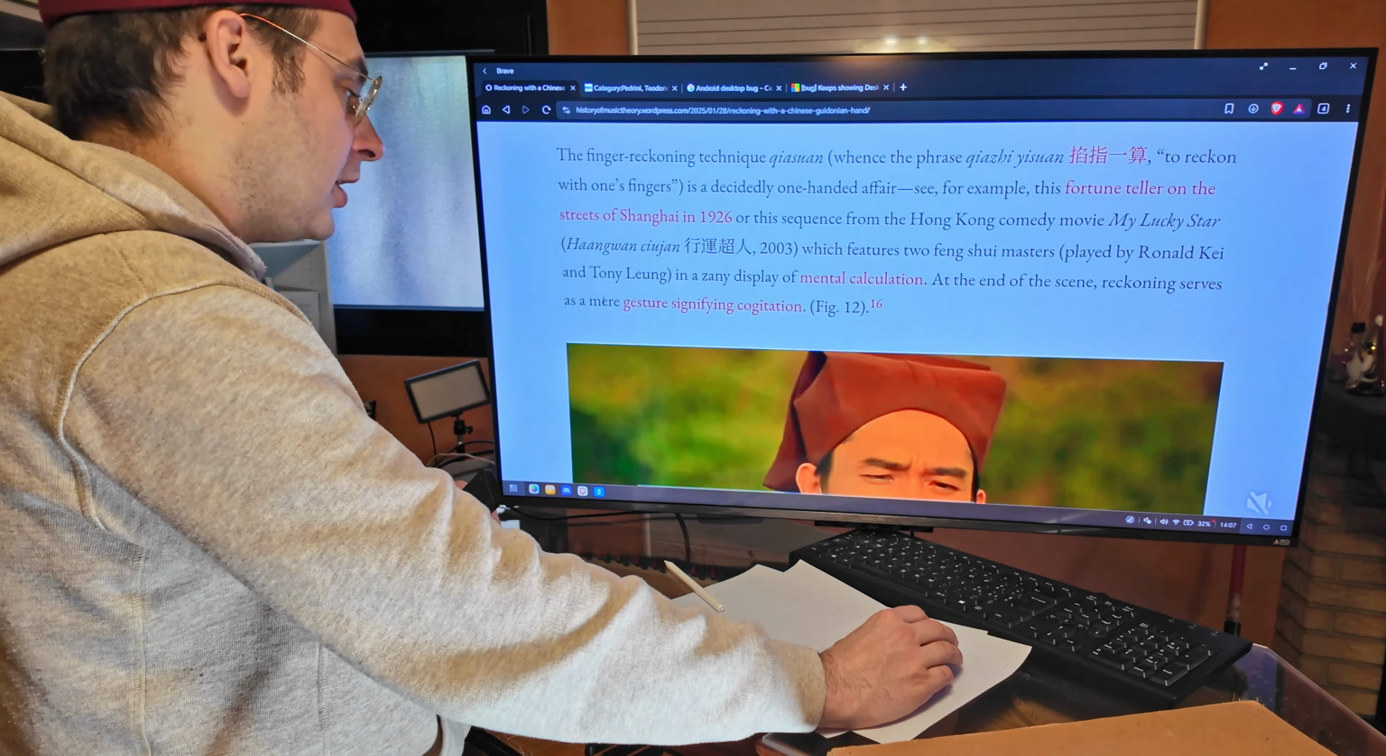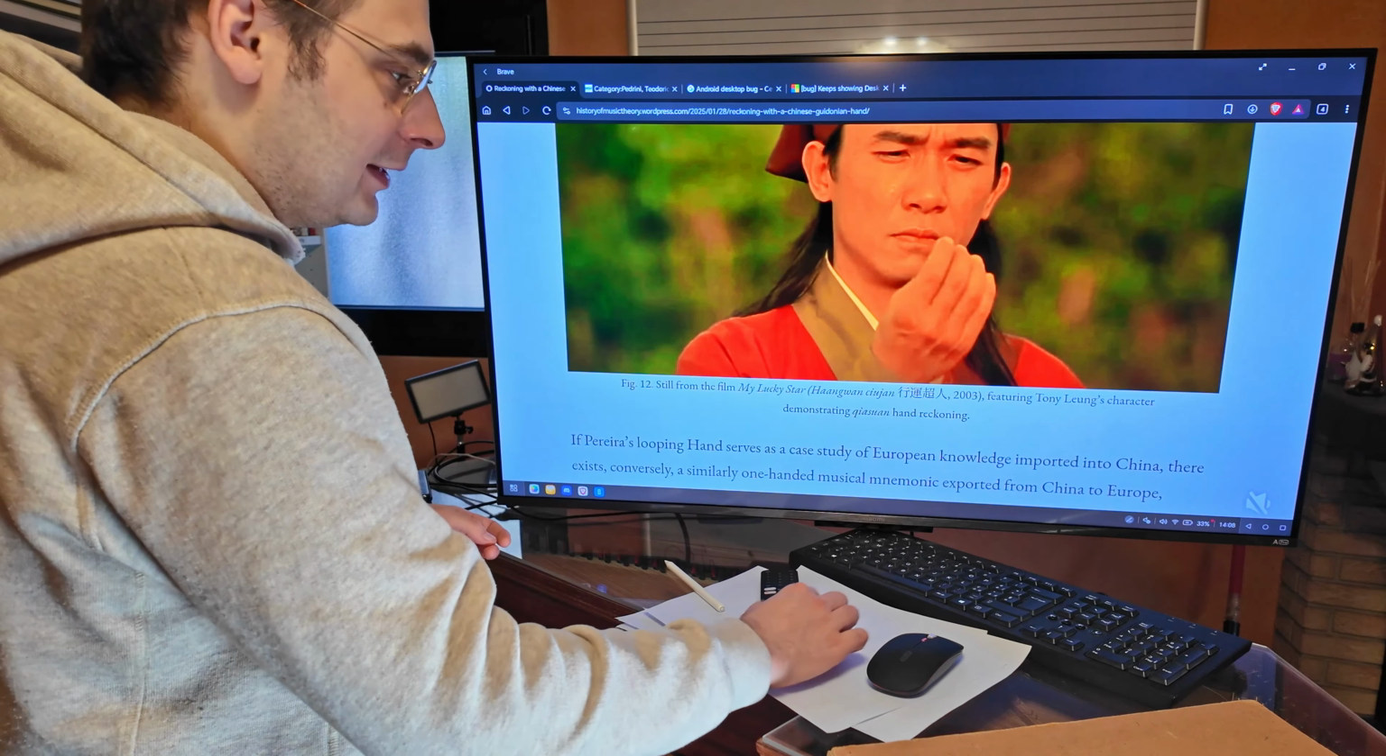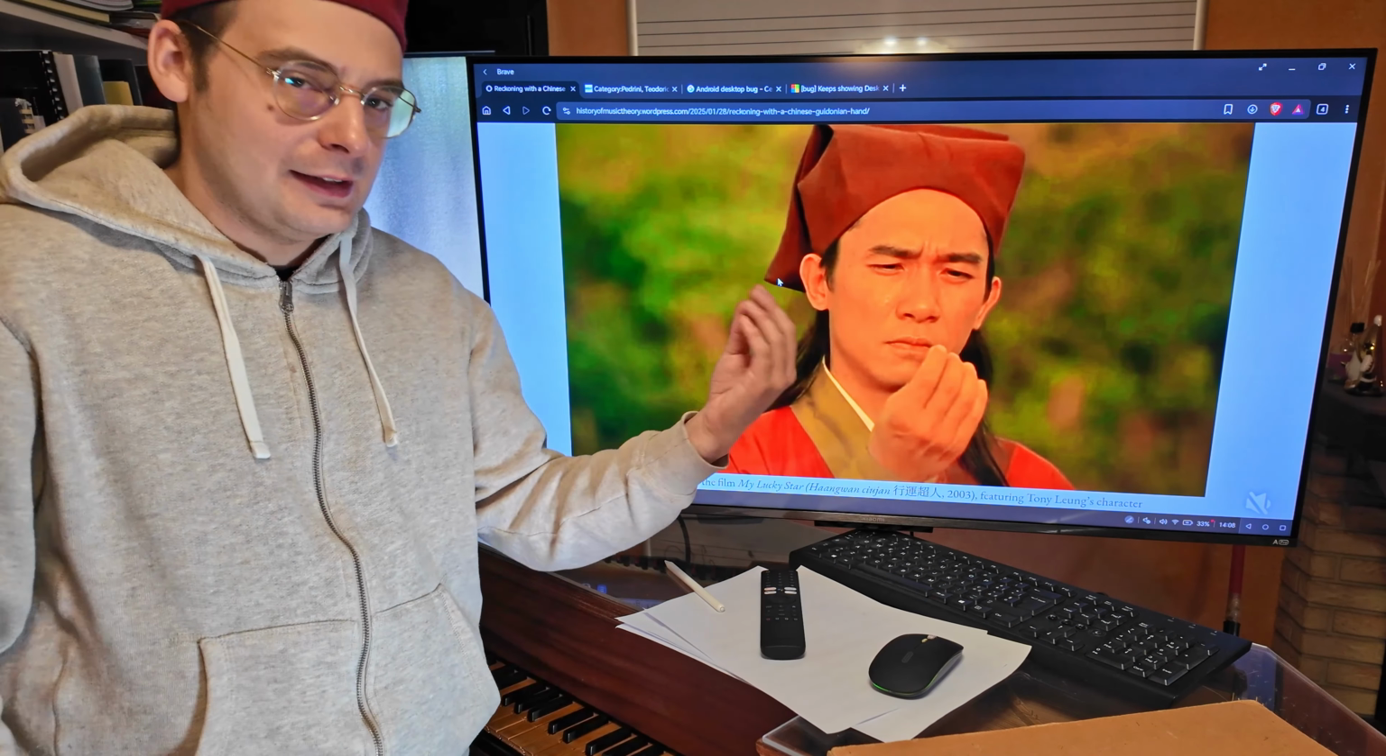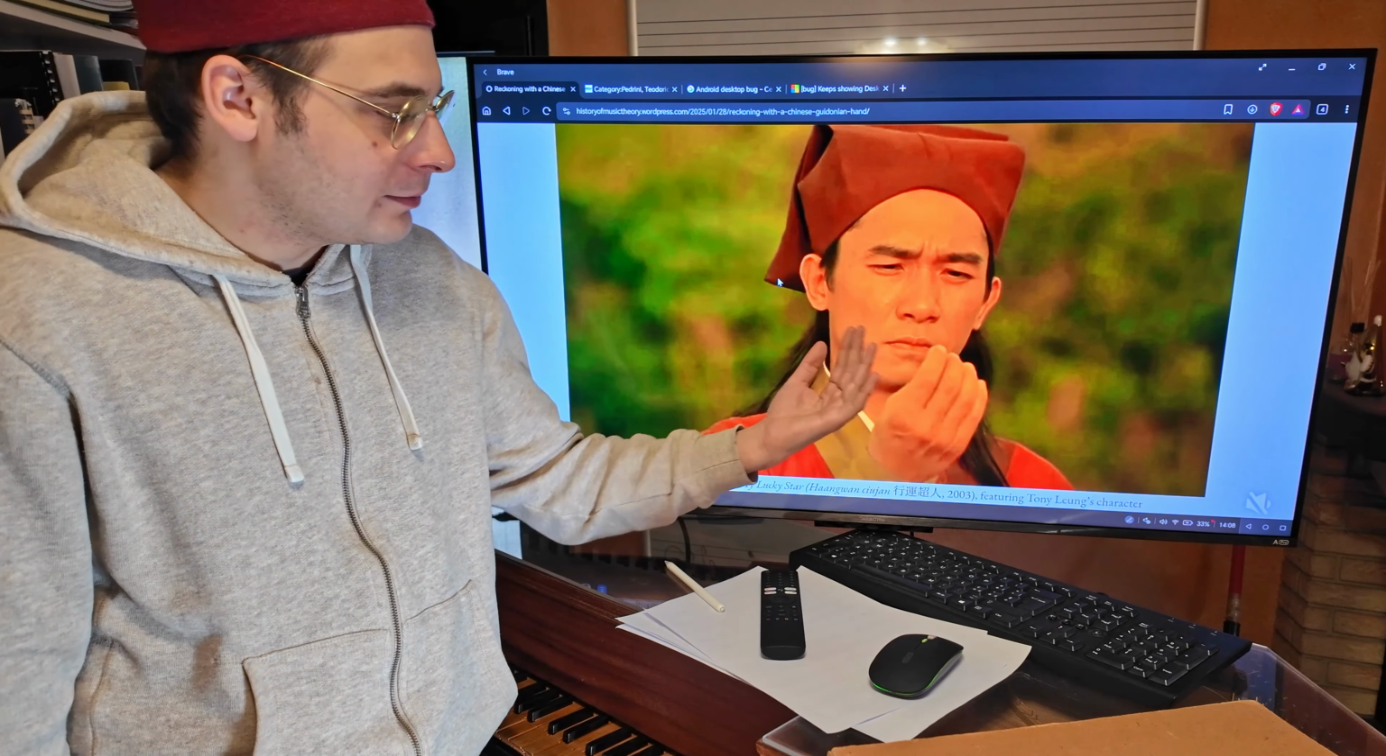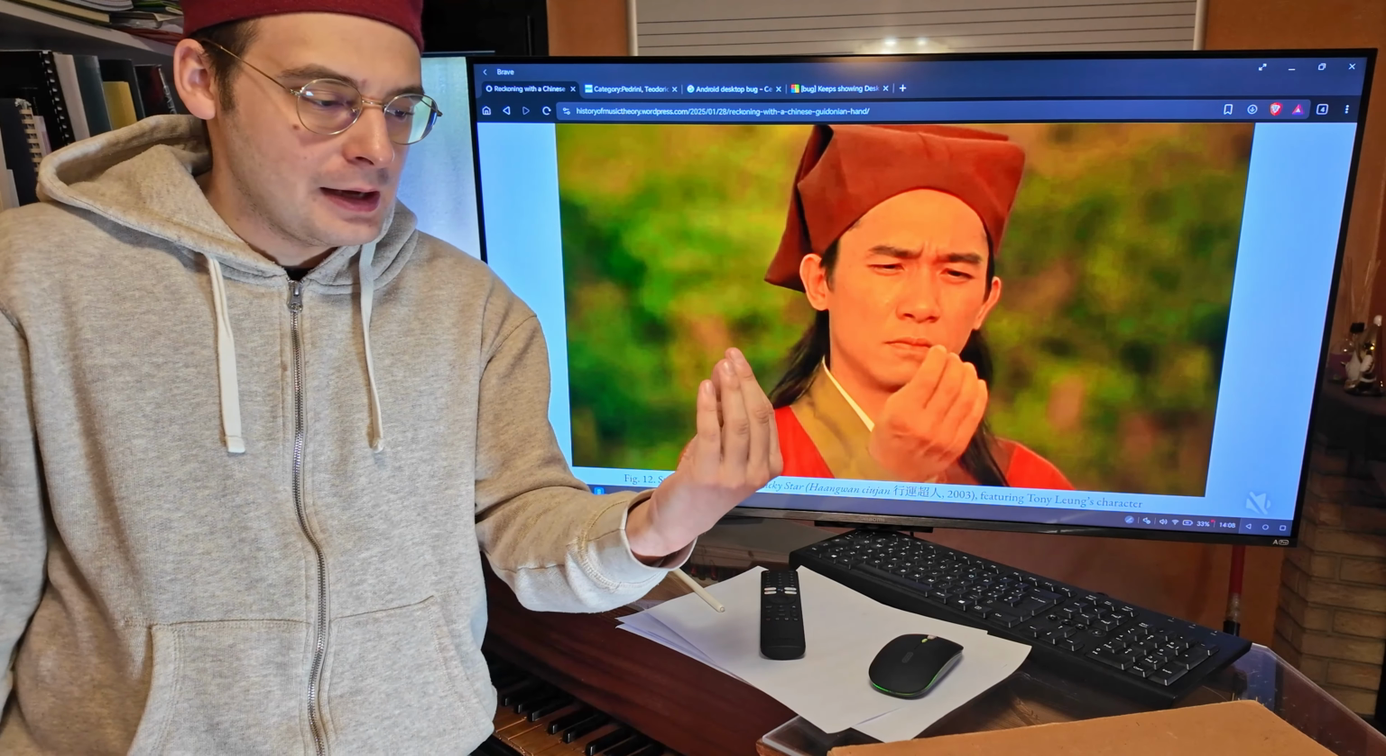Actually, this is very Italian. I don't think that this is a Chinese thing. This is an Italian thing, as you can see. Or better, maybe Italian should be a little more this way.